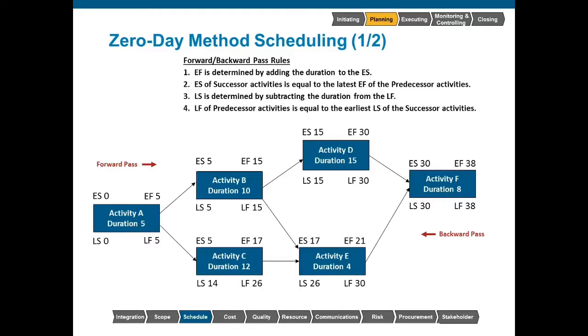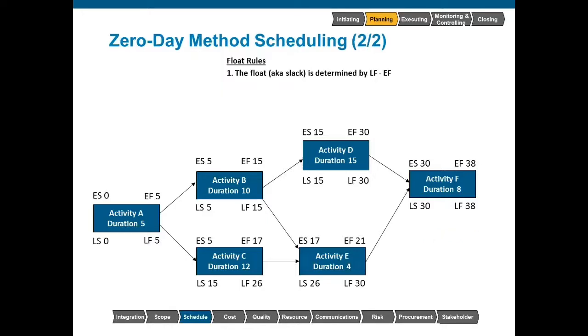And that, in a nutshell, is zero-day method scheduling. As you can see, there's no adding of one or subtracting of one. This can actually help you calculate a schedule much quicker as there is less math. Now, the float rules are exactly the same in both methods. We calculate the float by taking the late finish and subtracting the early finish. On activity A, late finish of 5 minus early finish of 5 is 0. On activity B, late finish of 15 minus early finish of 15 is also 0.